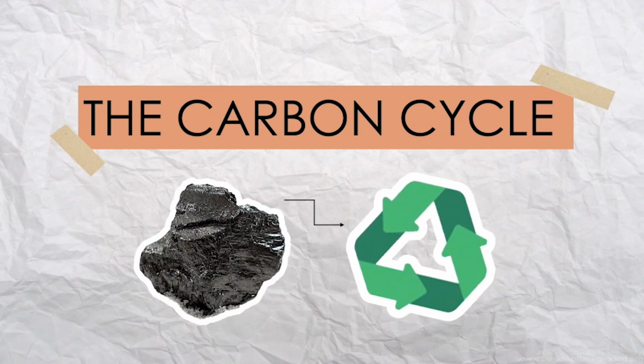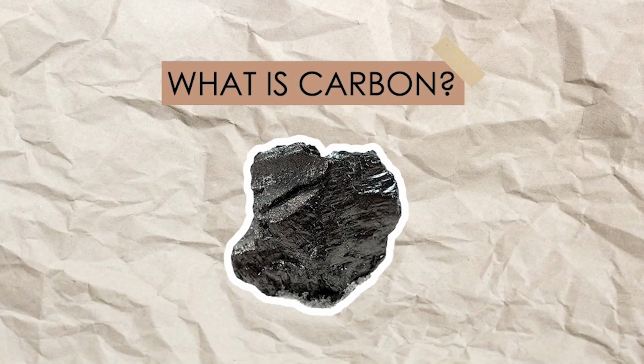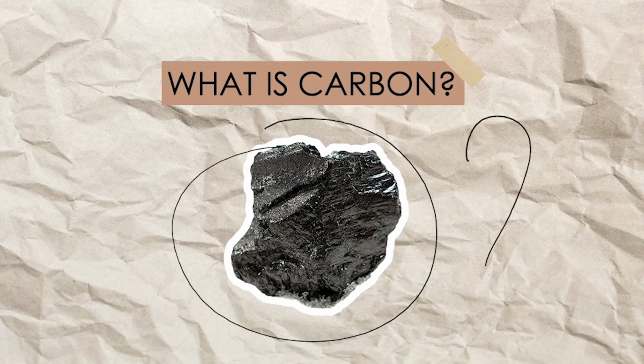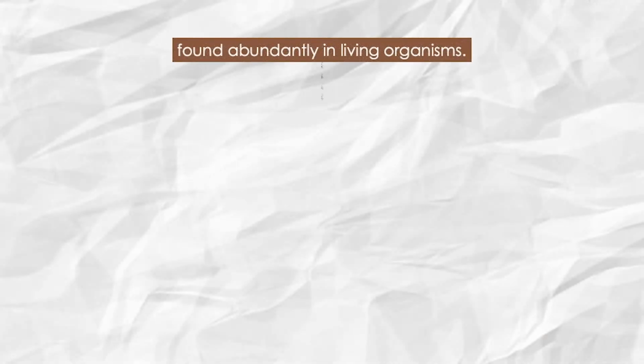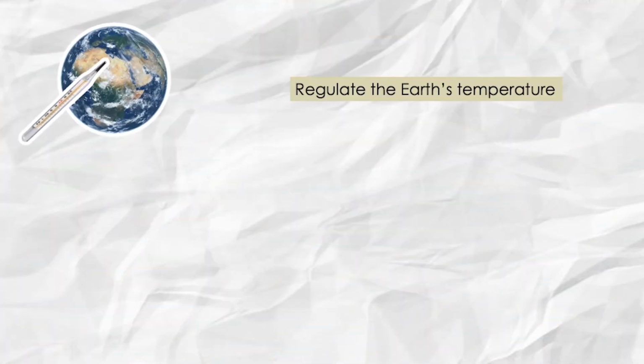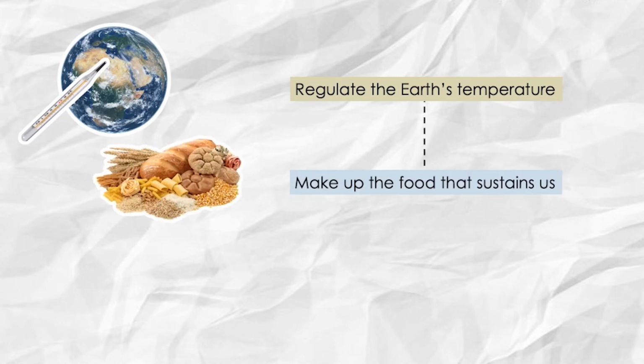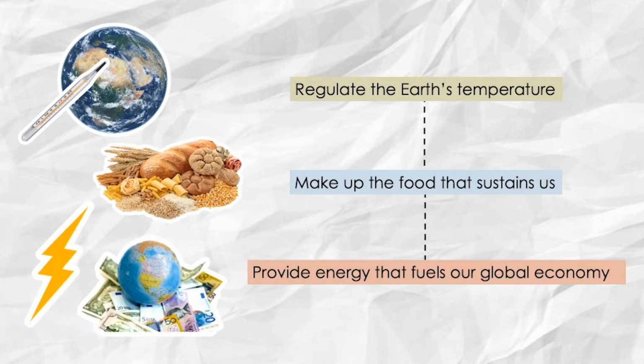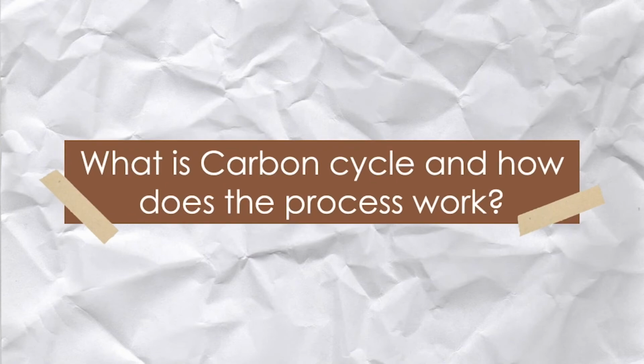The carbon cycle. Carbon is an element found in many different forms and locations within our Earth and atmosphere. It is found abundantly in living organisms. Carbon is referred to as the chemical backbone of life on Earth, since carbon compounds regulate the Earth's temperature, make up the food that sustains us, and provide energy that fuels our global economy. What is the carbon cycle and how does the process work?